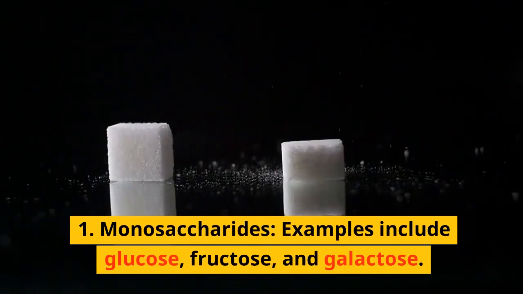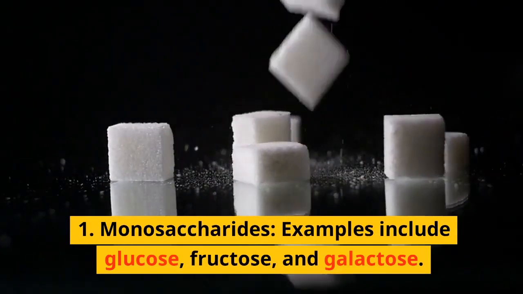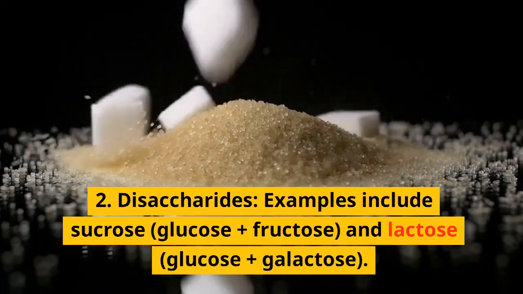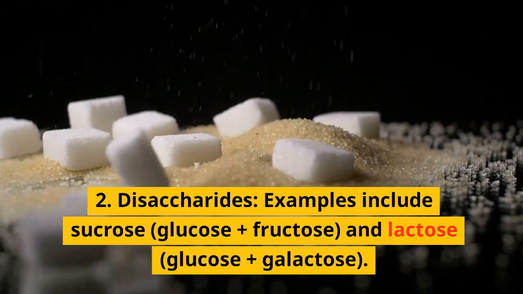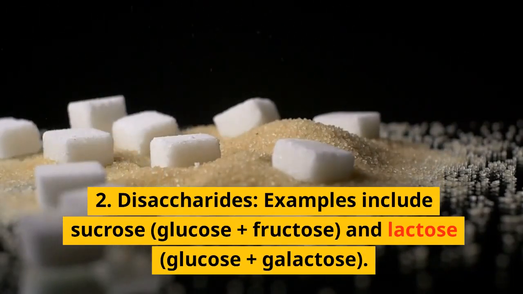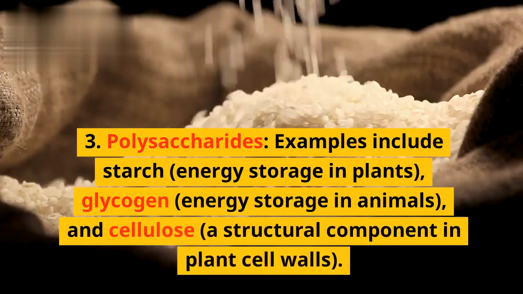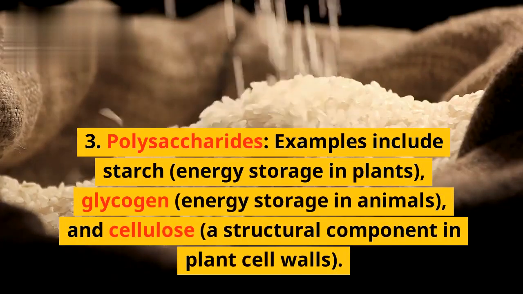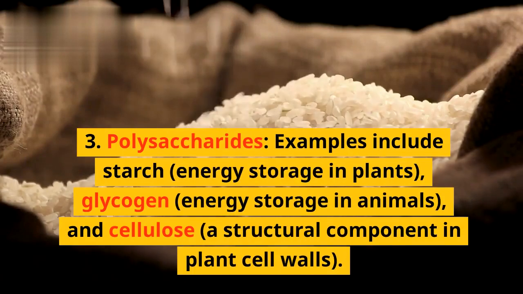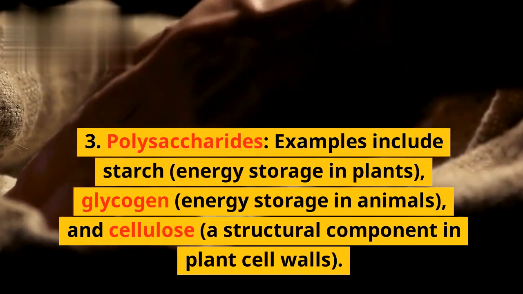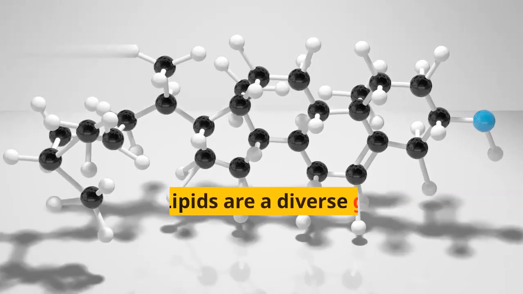1. Monosaccharides. Examples include glucose, fructose, and galactose. 2. Disaccharides. Examples include sucrose, glucose plus fructose, and lactose, glucose plus galactose. 3. Polysaccharides. Examples include starch, energy storage in plants; glycogen, energy storage in animals; and cellulose, a structural component in plant cell walls.